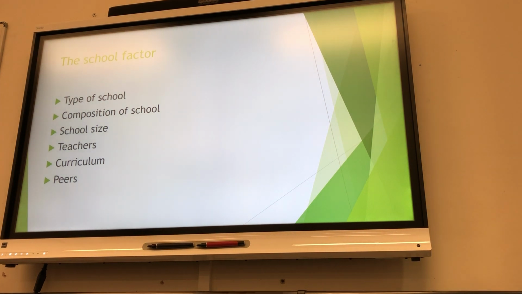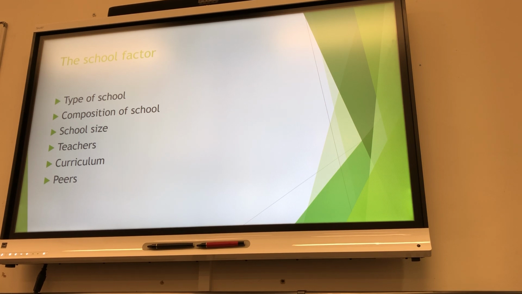Composition of the school, i.e., is it a boys-only school or a girls-only school? Different schools have different sensitivities, and it depends on where you're working, so you have to take that into consideration. School size, how big is it? Is it a medium or large school? School size matters. It affects how you work, and sometimes it also has an impact on how much funding the school gets.